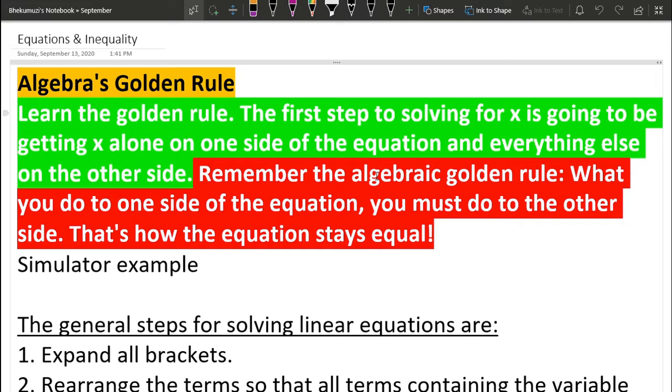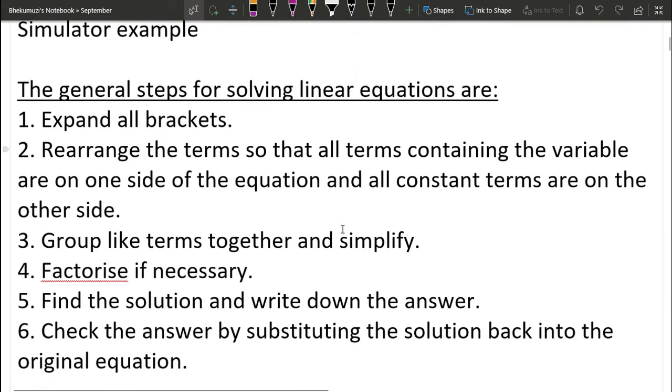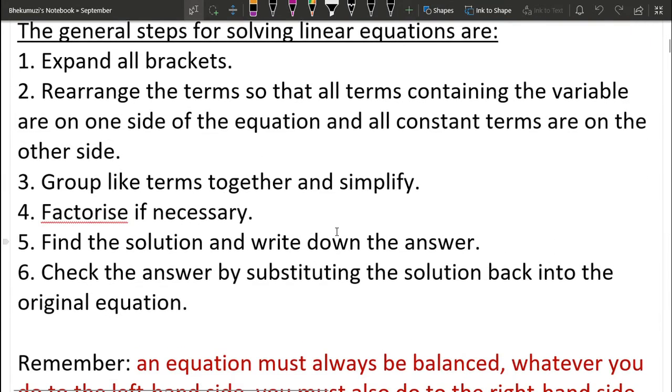Remember the algebraic golden rule: what you do to one side of the equation, you must do to the other side. That's how the equation stays equal, right? So you must always have in mind that whatever you do to the equation, am I doing something that is going to make it balance or not balance? Am I doing to the right hand side what I've done on the left hand side?